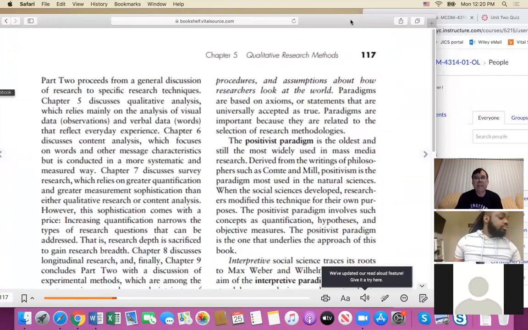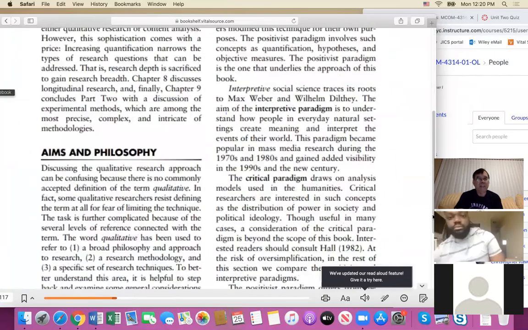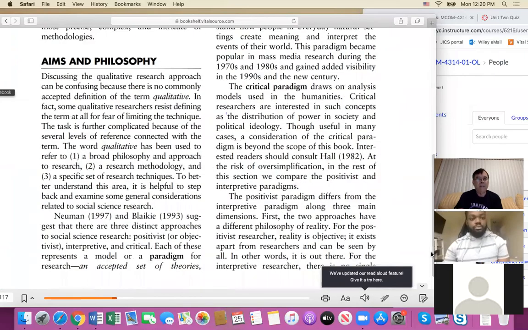This is the beginning of chapter 5. And chapter 5 talks about the aims and philosophy. And right after they talk about the aims of philosophy, they talk about qualitative. And then right here, where they talk about a paradigm at the bottom.